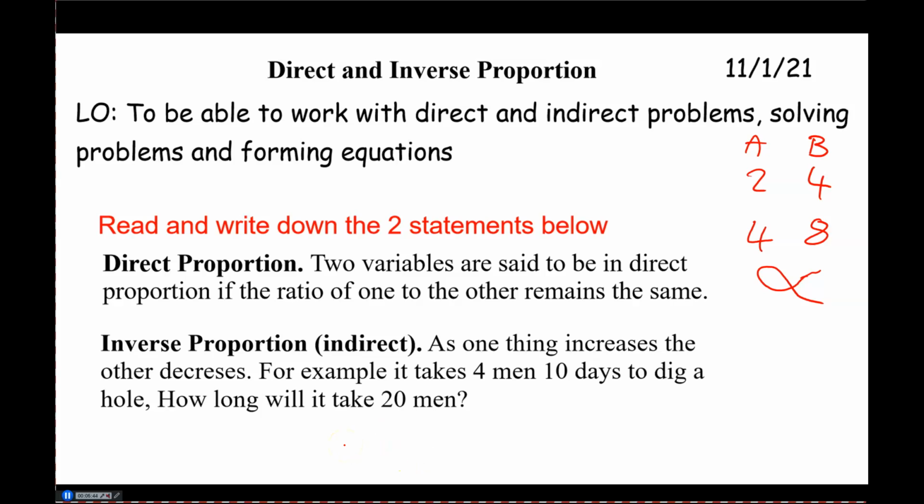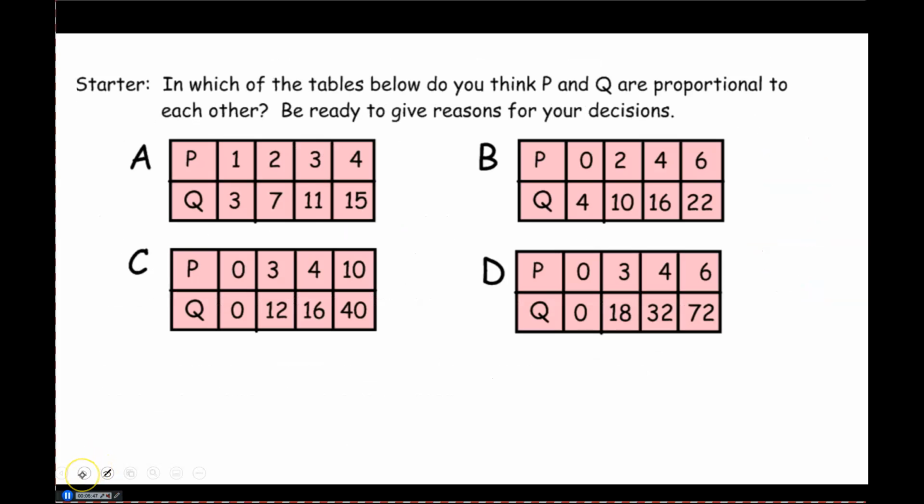So that's what we're doing today. To start with, bearing in mind what I've just said, there are 4 situations here, with P's and Q's. I'd like to know in which tables Q and P are in proportion to each other. Have a little look and see if you can work out what's going on. As a bit of an extension, have a look at D. I'm not going to say anything else about that. Have a look at those, stop the video, and come back to it when you are ready.